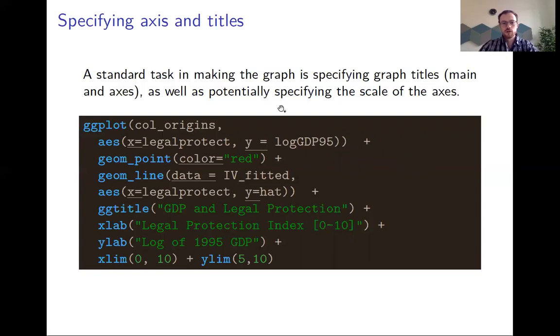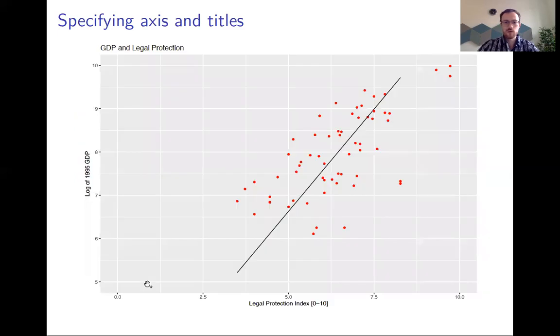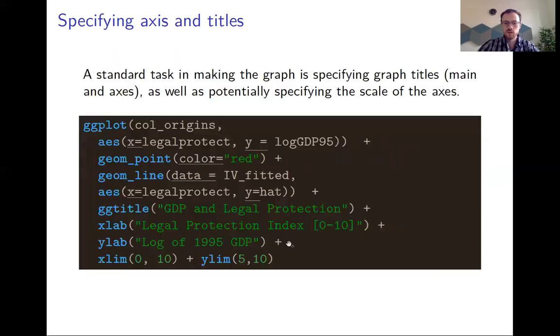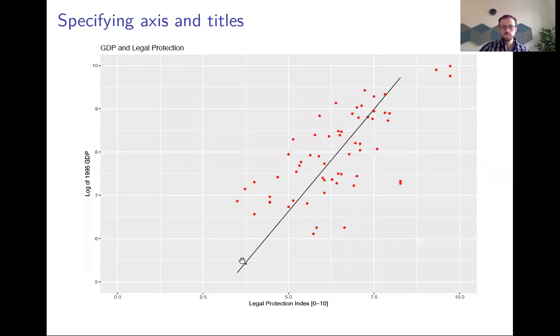If you would like to specify axes and titles, you can just simply add this as additional layers to your plot. You can add ggtitle, xlab, ylab, and you can add additional layers where you just limit or extend the Y and X axis. So this would look like this if we, for example, change the X axis to go from 0 to 10 and the Y from 5 to 10.